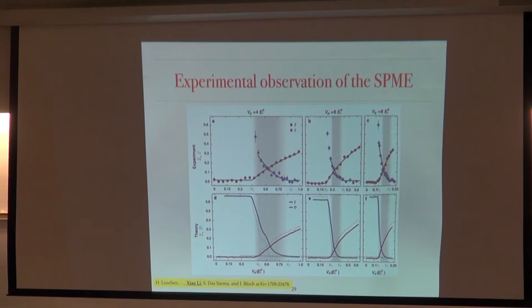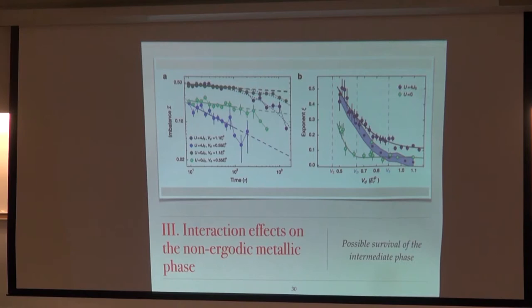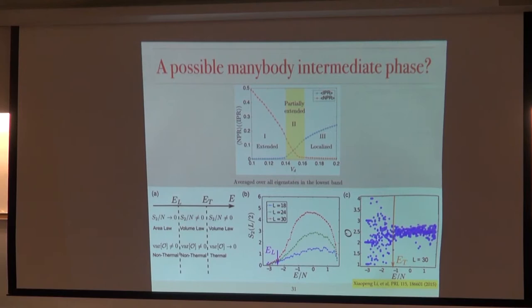How much time do I have? Okay. Let me touch briefly on the implications for interaction effects. Previously, Xiaopeng's work, a very nice work, characterized what happens when you turn on interaction for this system with a single-particle mobility edge. The understanding there is that it is possible that there is still a survival of this intermediate phase, characterized not by IPR, NPR, but by an area law to volume law entanglement crossover, and also a thermal to non-thermal transition.